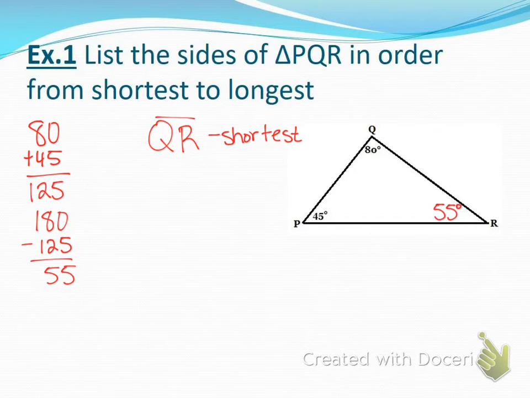Which one belongs in the middle? PQ or QP. That one's across from the middle angle. 55 is in between 80 and 45. So our longest side is PR. That's the longest.